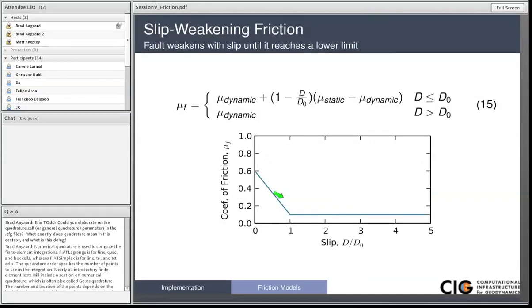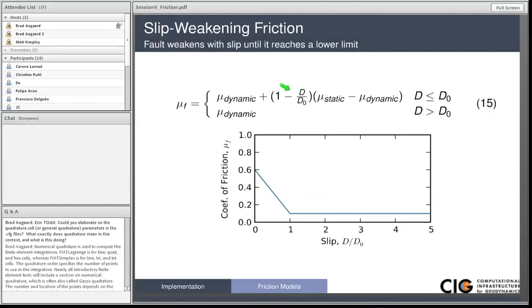So let's go back. And so you'll notice that here, if I plug in d equals 0, this term right here will go to 0. And so I have u dynamic plus u static minus u dynamic. When d equals 0, I get the static value with this equation. So this equation looks correct. And then as d approaches d0, this part right here will go to 0, and I'll be left with just my dynamic coefficient of friction. So it looks correct.